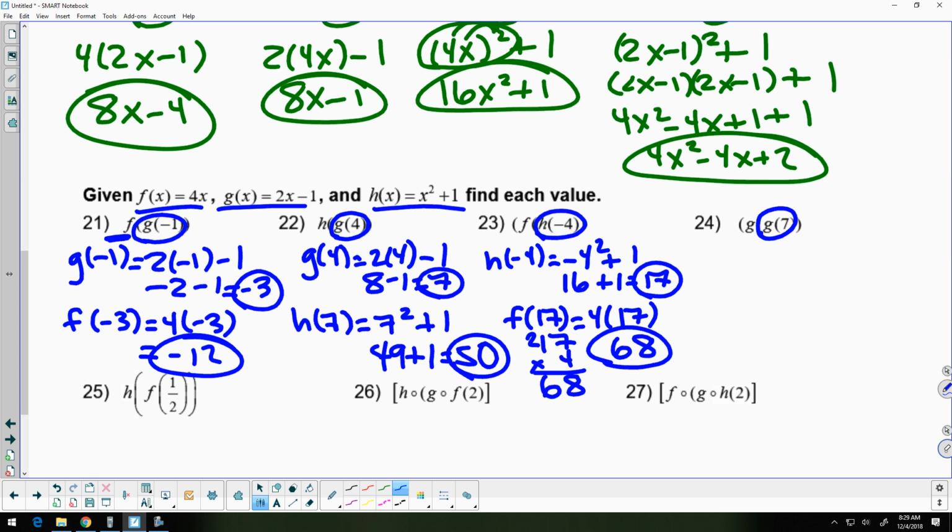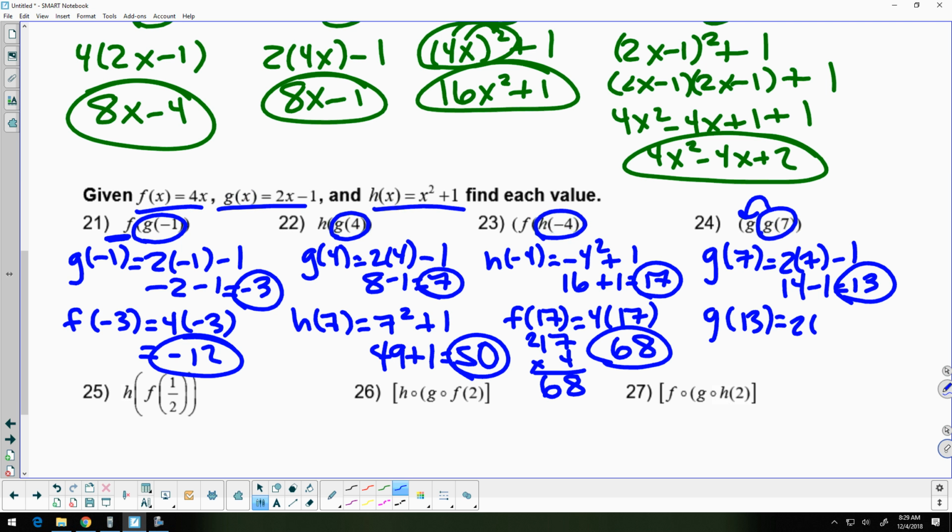Okay, next one, g of g of 7. So we're going to find g of 7 first, and then plug that answer into g again. So g of 7 is going to be 2 times 7 minus 1. So 14 minus 1, we get 13. Now plug 13 back into g. So g of 13 is 2 times 13 minus 1. That's 26 minus 1. Final answer would be 25.